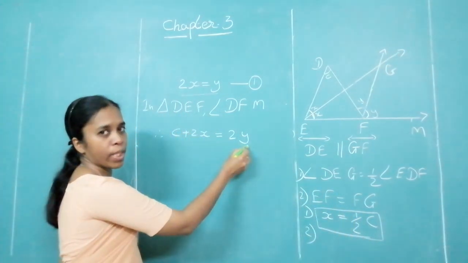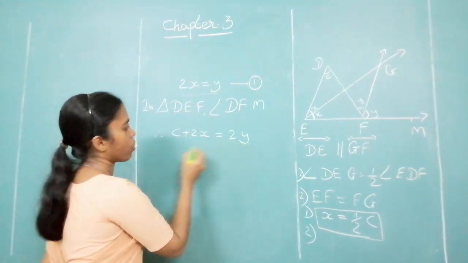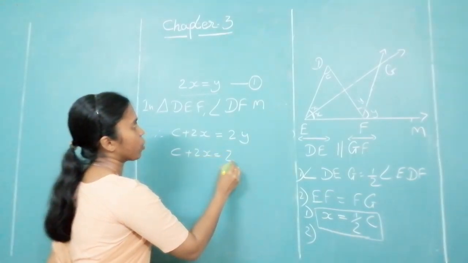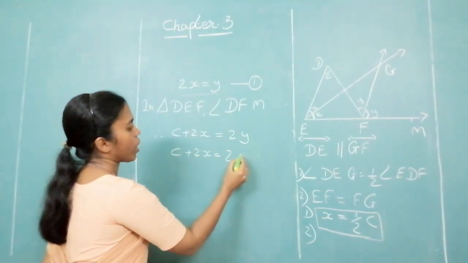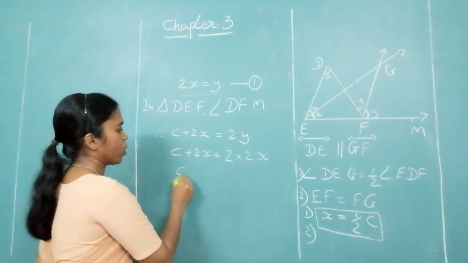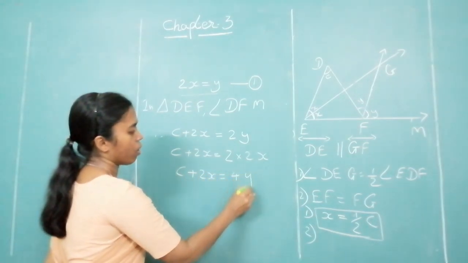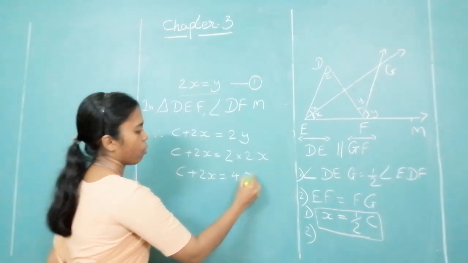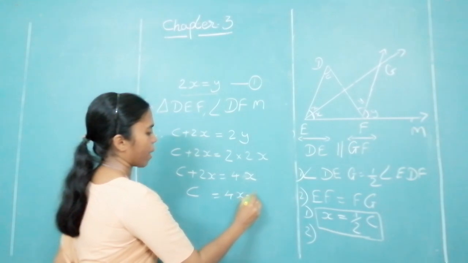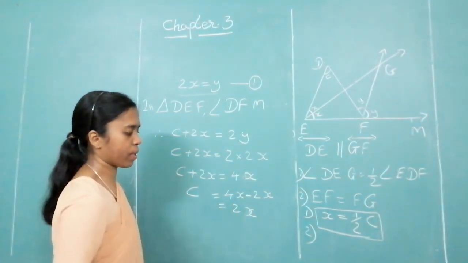So, what has to be replaced? Y. Y is equal to what? 2x. So, you have to replace that y. So, you have C plus 2x is equal to 2 into, how much is your y? Y is equal to 2x. Okay. So, C plus 2x is equal to 4x. So, C is equal to 4x minus 2x, which is how much? 2x.